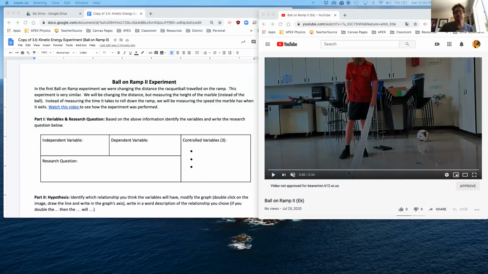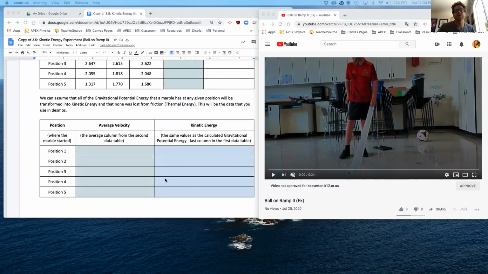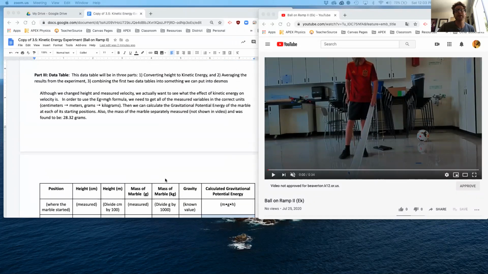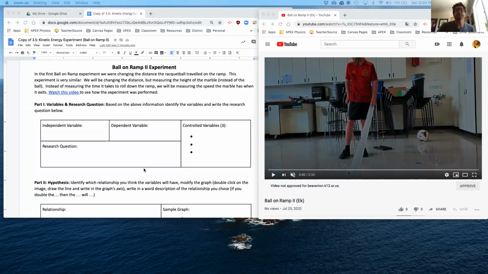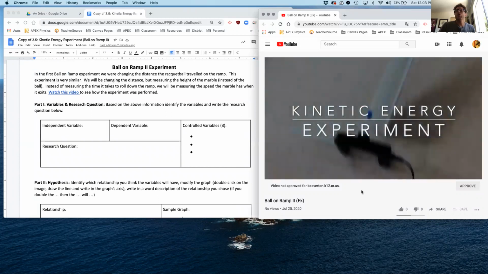Now, there's a video of just the experiment, but there's this video as well to explain some of the data table, because there are actually 3 data tables, and I would like to explain how you do that. Okay, so in this experiment, we can go ahead and watch it real quick on the side here.